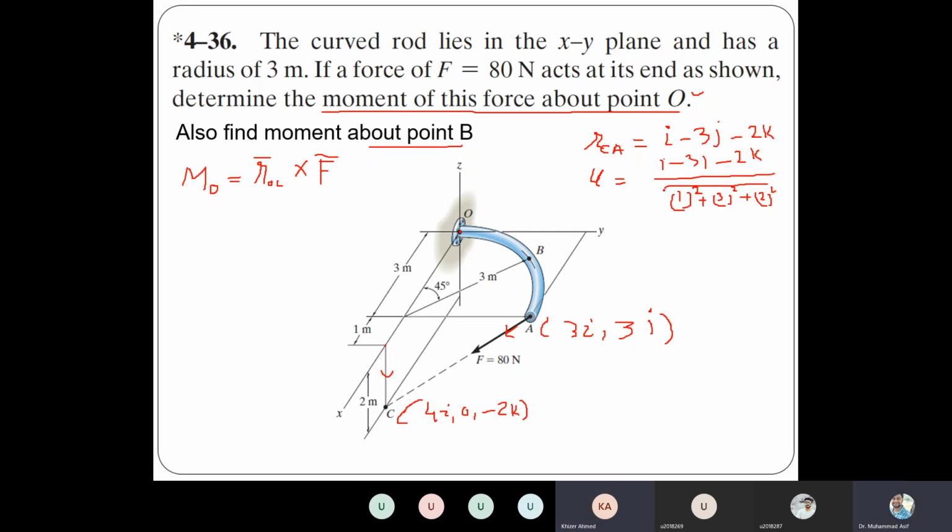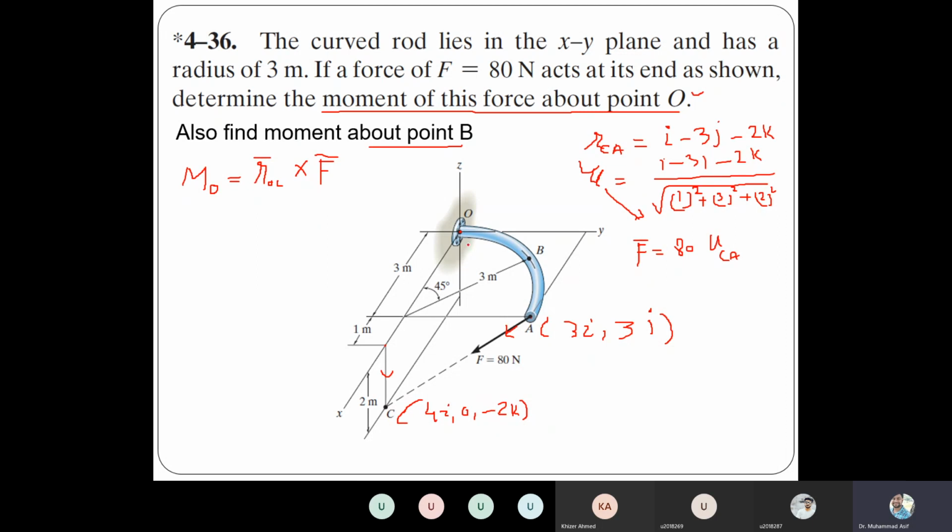Okay, that will be the unit vector now. So now can you get the force? Force vector. So the force vector will be equal to the magnitude of the force. The magnitude of the force is 80 times the unit vector, and this is the unit vector. You can use this, I mean U, let's say UCA.